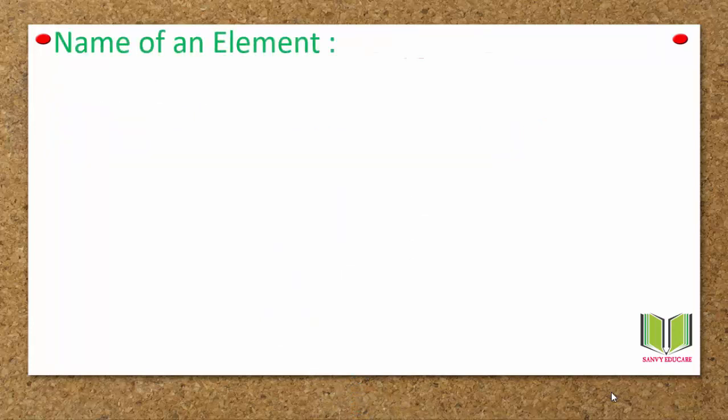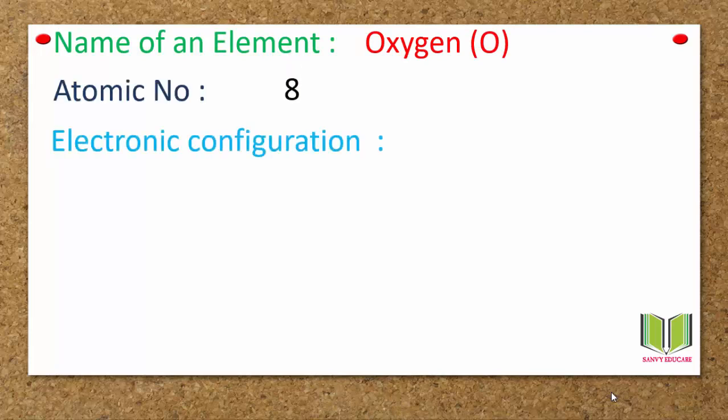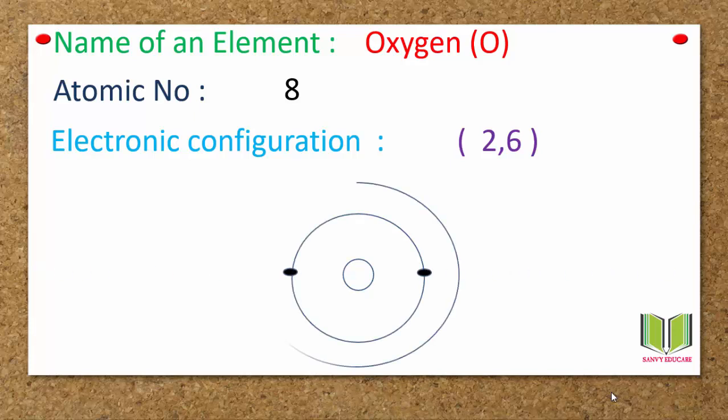Let's see the next element, that is oxygen, symbol O, atomic number 8. Electronic configuration 2 6. Structure is, in the first orbit there are 2 electrons. In the second there are a total of 6 electrons in the outermost shell.